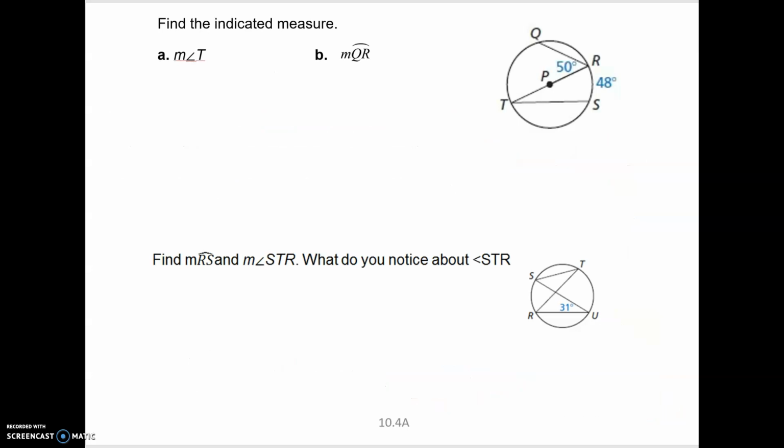For this first picture, it says find the indicated measure. So first thing we're going to find is the angle. Remember, our angle is 1/2 of our intercepted arc. So if I'm trying to find angle T, what I really want is its intercepted arc. I'm going to look across the circle and I see that 48 is the arc. So since the measure of angle T should be 1/2 of 48, I know that the measure of angle T is 24 degrees.